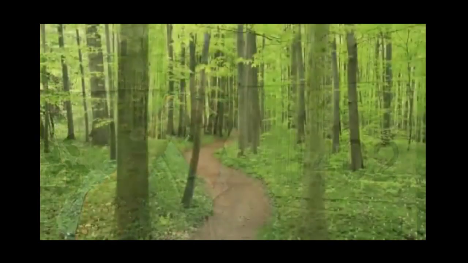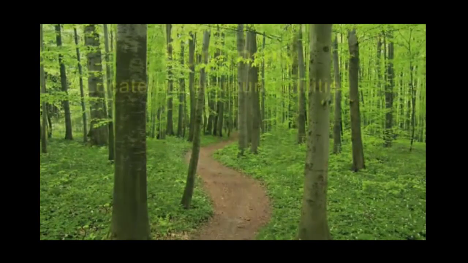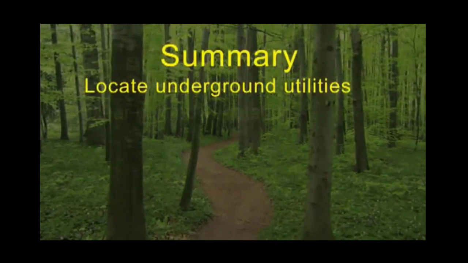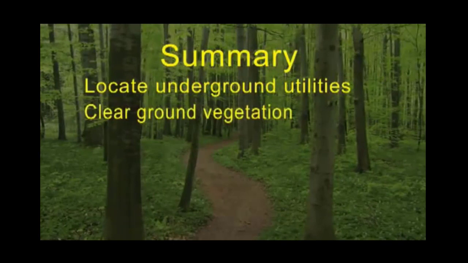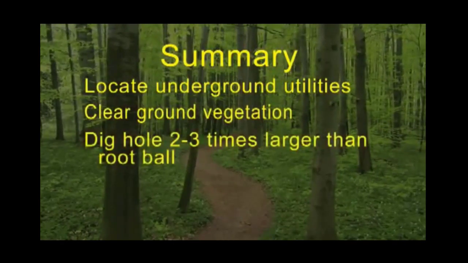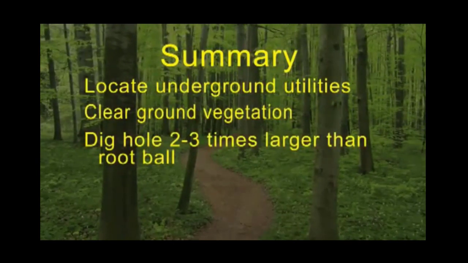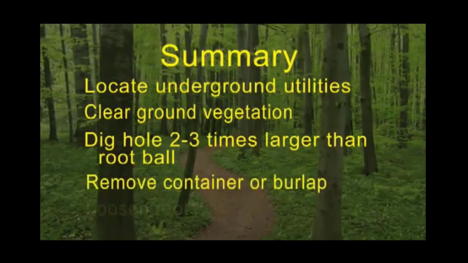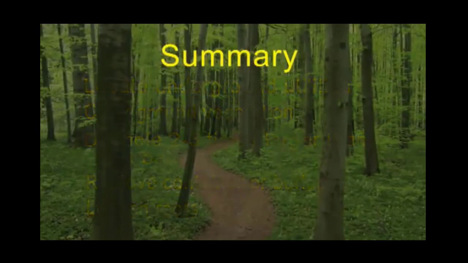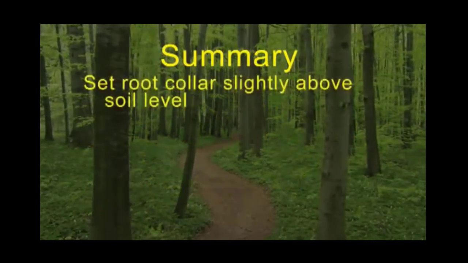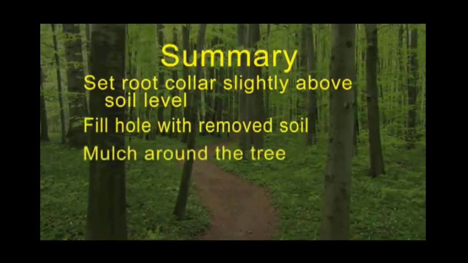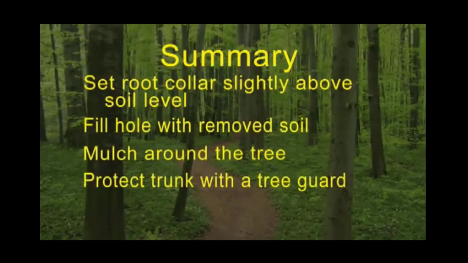To sum up, make sure that it's okay to plant in the right-of-way. Before you dig, contact utility companies to locate and mark any underground utilities. Clear a proper size circle of vegetation. Dig a hole 2 to 3 times larger in diameter than the tree root ball. Remove the container or burlap from the root ball, loosen the roots, and set the tree in the hole with the root collar slightly above soil level. Fill around the root ball, mulch around the tree, and protect the trunk with a tree guard.